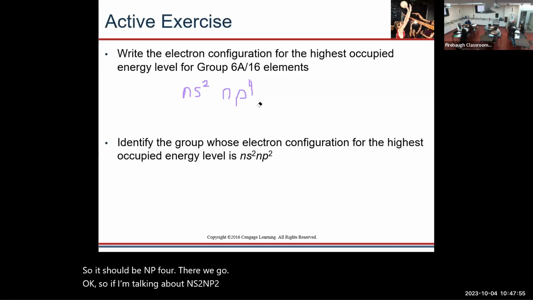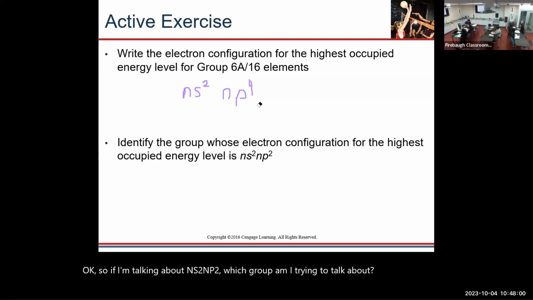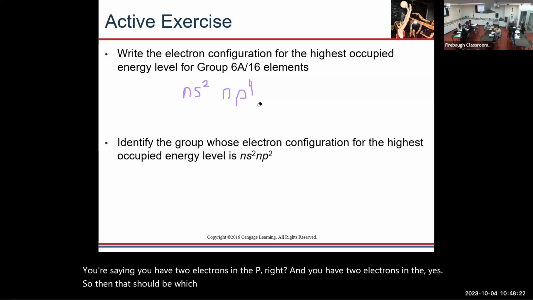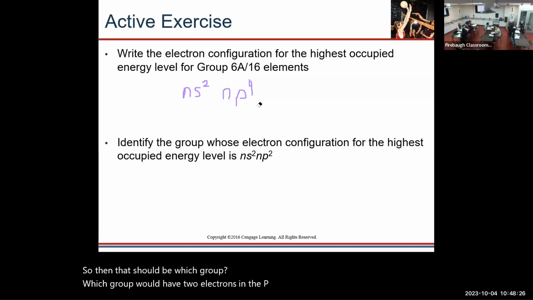NP2, which group am I trying to talk about? You just told me that 16 was NS2, NP4. How can it be both of those? It can't be both. You're saying you have 2 electrons in the P, right? And you have 2 electrons in the S. So then that should be which group? Which group would have 2 electrons in the P and 2 electrons in the S?